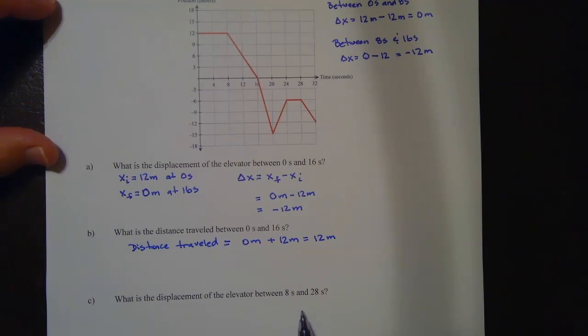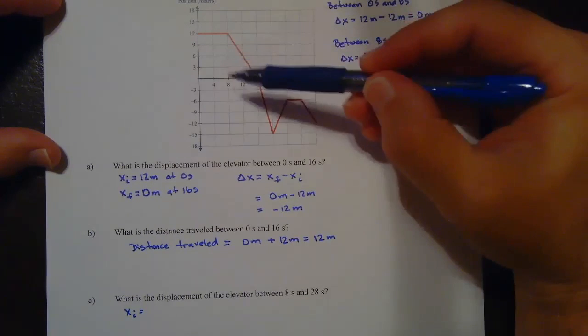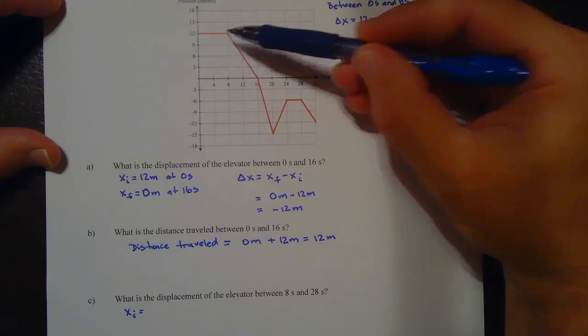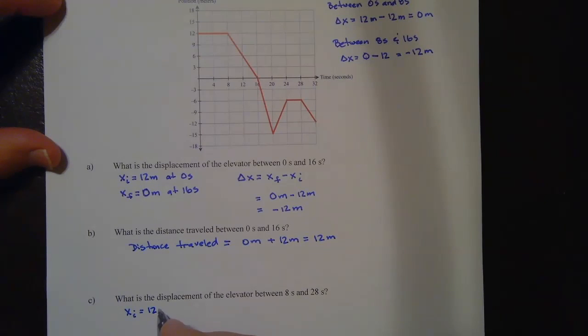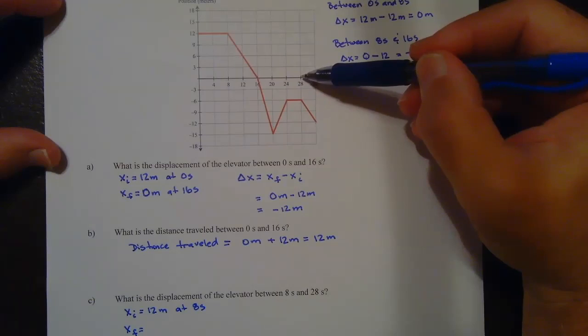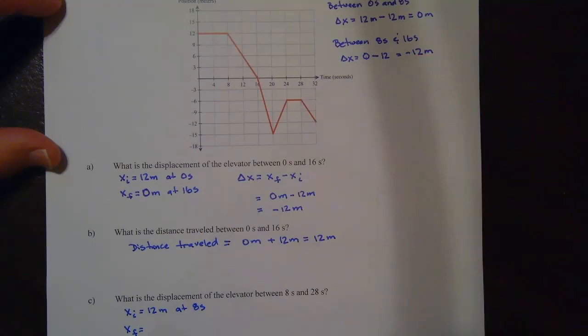How about between 8 and 28 seconds? What is the displacement? Okay, so x sub i is going to be the one at 8 seconds. So where were we at 8 seconds? Well, at 8 seconds, we were at 12 meters. And then the final would be our position at 28 seconds, and that would be -6. So -6 meters at 28 seconds.